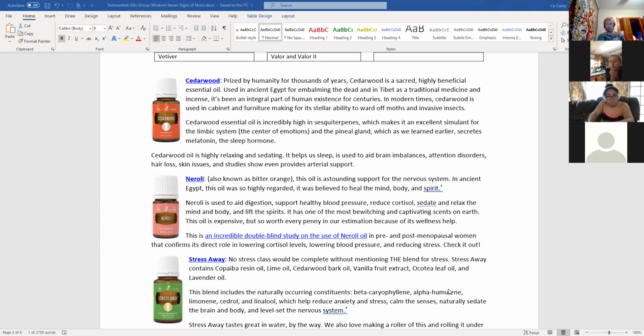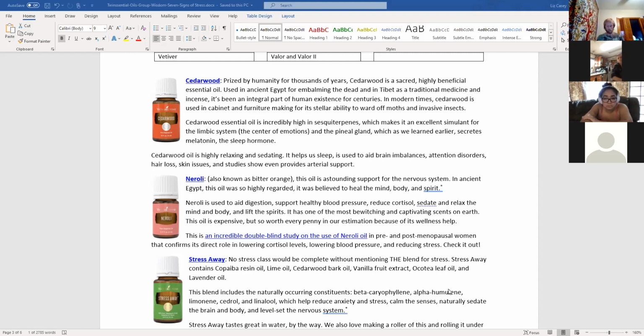It reduced their cortisol. They measured everybody's cortisol before and then after. It is so amazing for menopause and for pre and post menopause, but even young women who are still making the hormones will greatly benefit from this. This is so amazing. Love this oil.